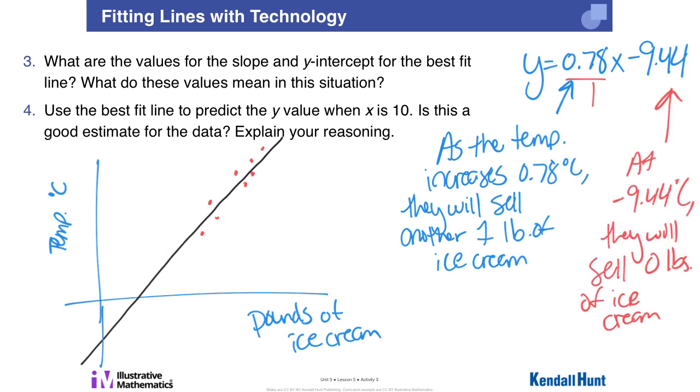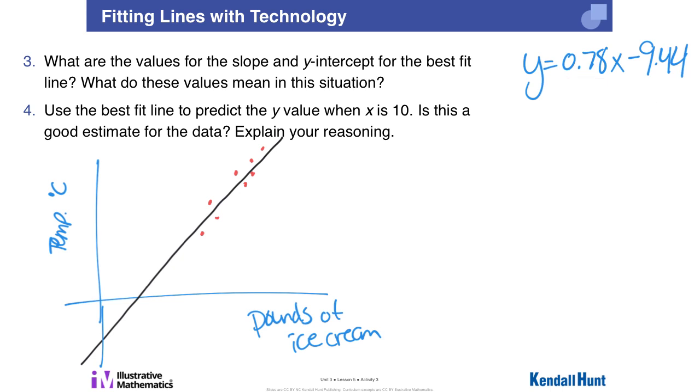The y-intercept of negative 9.44, it's weird that it's in the negative. You were used to it being in the positive, but it means that at negative 9.44 degrees Celsius, they will sell 0 pounds of ice cream. And it kind of makes sense. If it's really cold, they probably won't.